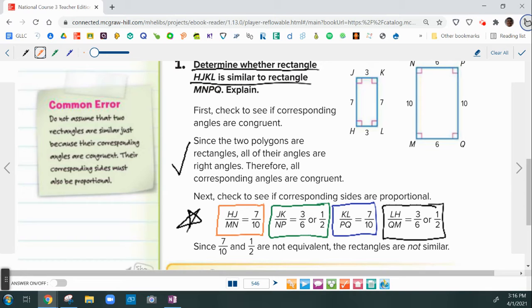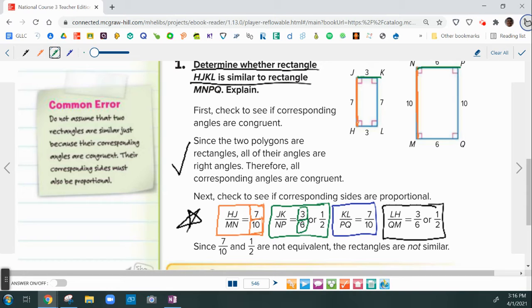So what did they do? They took the lengths of the corresponding sides. So HJ is right here. What's its length? 7. So that went right here. And the corresponding side to HJ? Well, that would be MN. And what's its length? 10, which goes down here. So you made a ratio of corresponding lengths. Now we'll go over to the next length, JK and NP, corresponding lengths again. And we make a fraction there, 3 and 6. We make the fraction of the corresponding lengths.